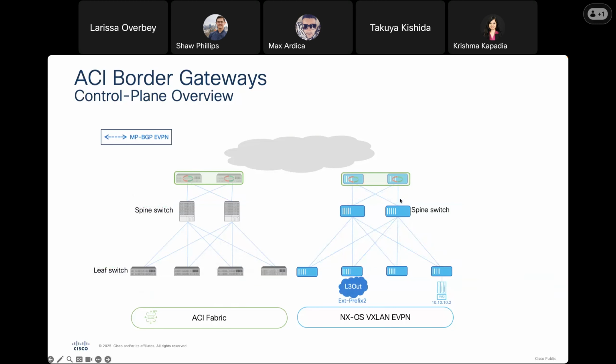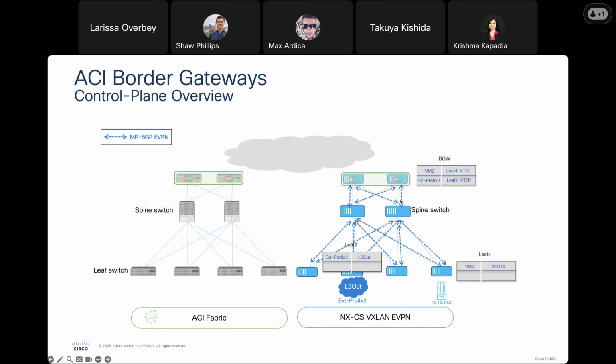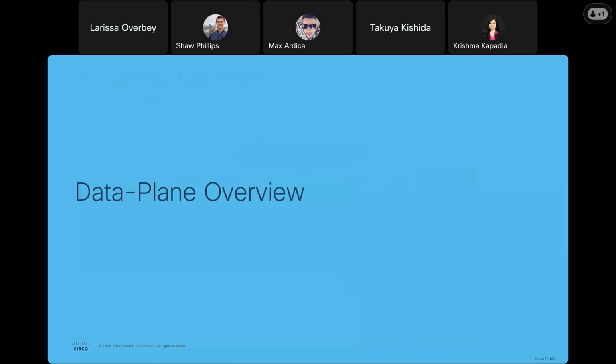All right, the reverse is done the exact same way in both of the fabrics, using EVPN in NXOS and COOP in the ACI fabric, and that gets communicated to the other border gateway.